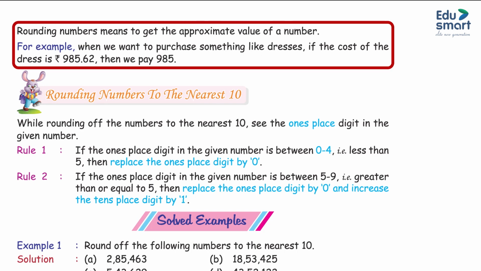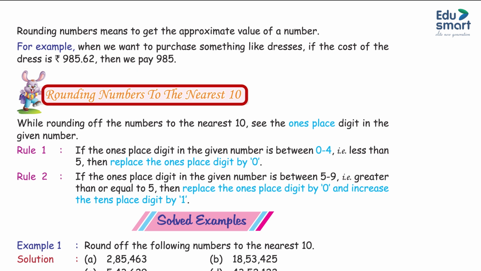Rounding numbers means to get the approximate value of a number. For example, when we want to purchase something like a dress, if the cost of the dress is rupees 985.62, then we pay 985. Rounding numbers to the nearest 10.